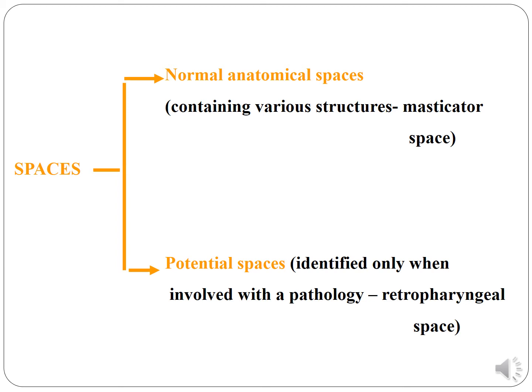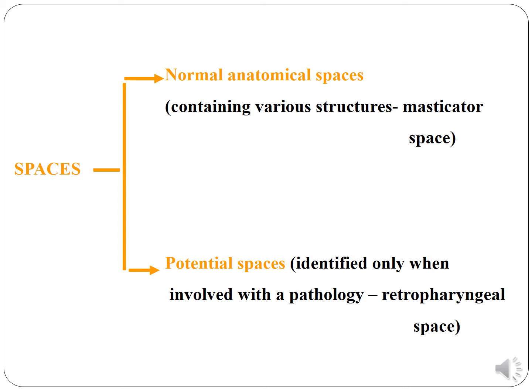These anatomical spaces contain various structures like your muscles, for example the masticator space, whereas potential spaces are identified only when they are involved with pathology. That I have told, it's like a ballooning effect. Only after you blow air into the balloon and inflate it will it become bigger. Before that, you will not know where the balloon is, isn't it? Like that, only when there is a pus collection, the space will appear swollen. Otherwise, the space seems to be virtually non-existent.